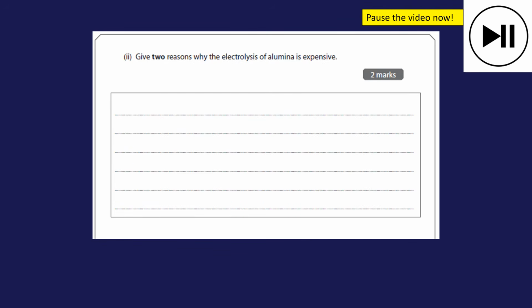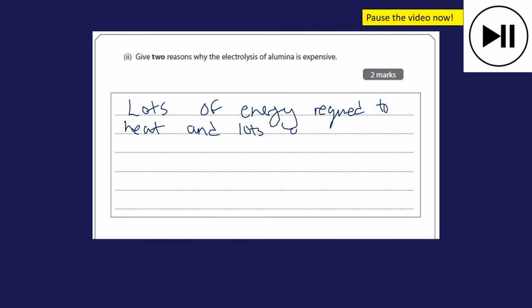Next, 2 marks. 2 reasons why the electrolysis of alumina is expensive. Well, first of all, you've got to heat it up to a high temperature, so lots of energy is required to heat, and lots of electricity is required.